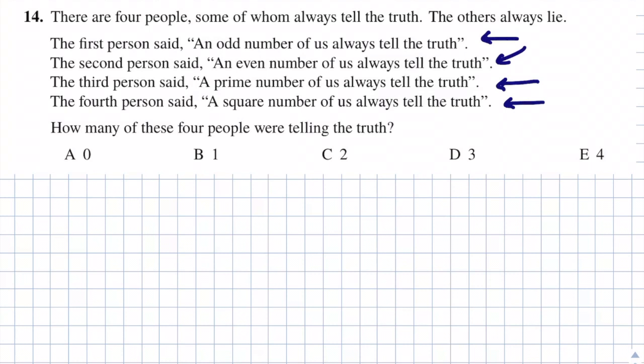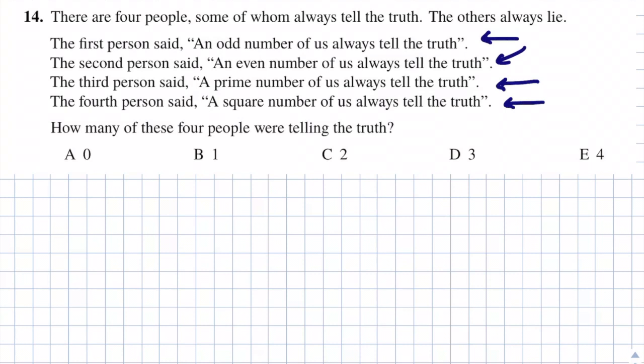We can look at what the third person and the fourth person said. Well, the third person said a prime number of us always tell the truth, and the fourth person said a square number of us always tell the truth. Well, a square number is not a prime number, and vice versa. A prime number is not a square number. So that means only one of those 2 statements can be true.